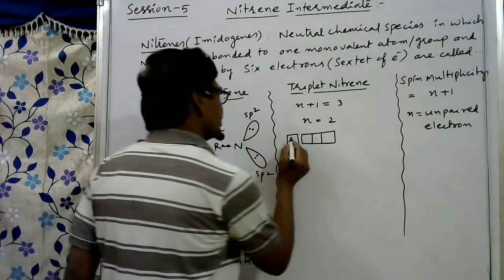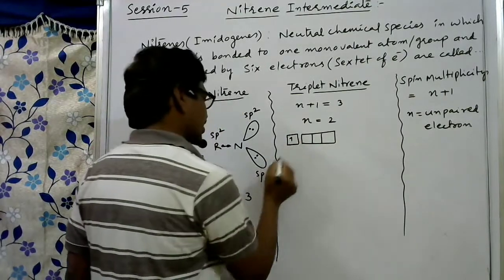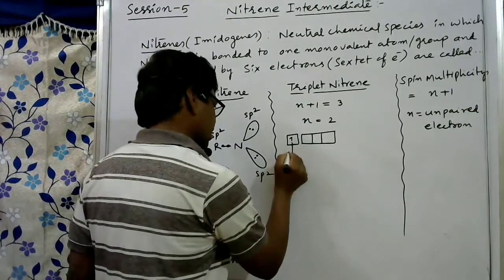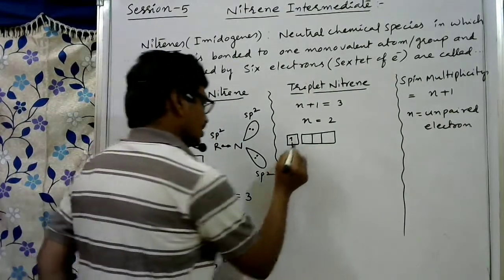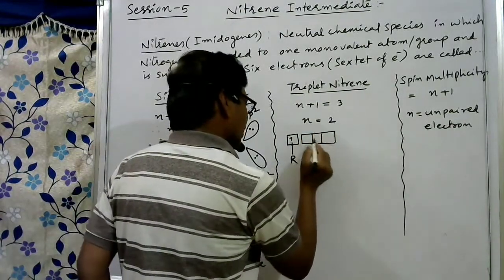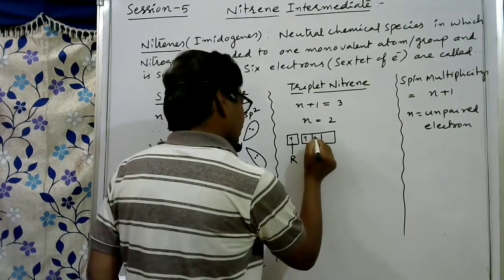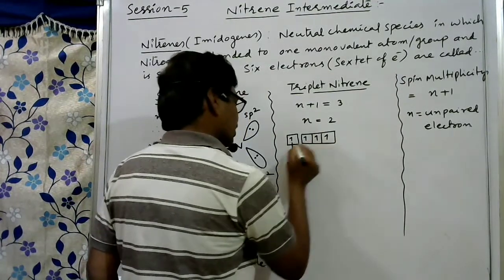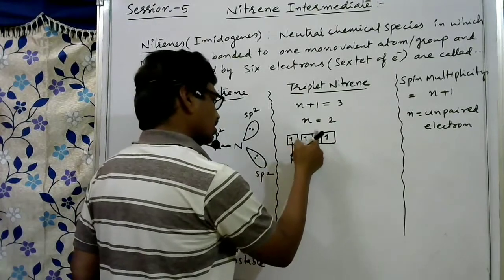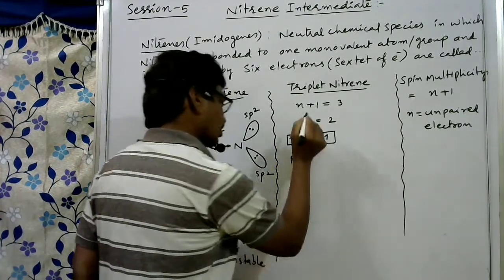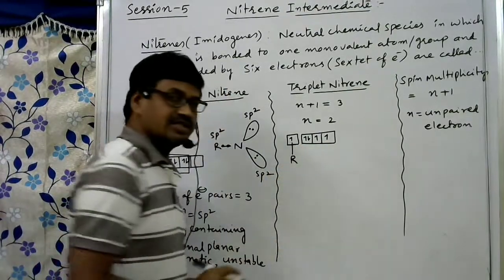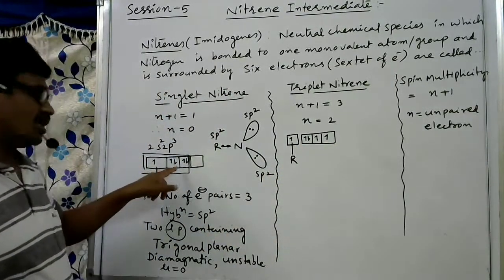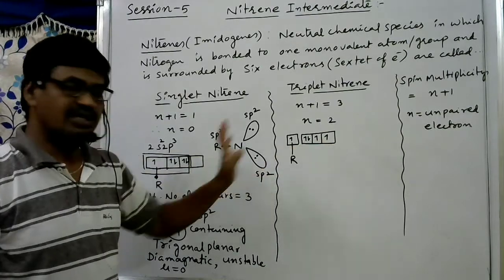So here one electron is bonded with the R group. This is a monovalent atom. And here, to get two unpaired electrons, I am writing here 1, 2, and here 1, 2, 3, 4. This is a pair of electrons. This is one lone pair of electrons. These two are present in two different boxes, not like this. These two electrons are unpaired electrons.